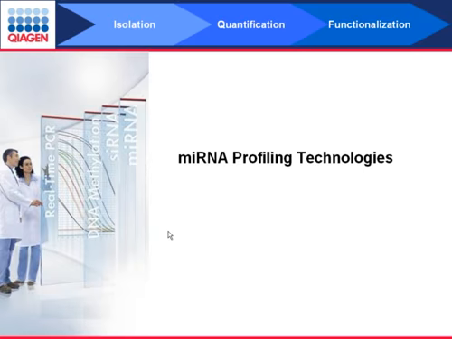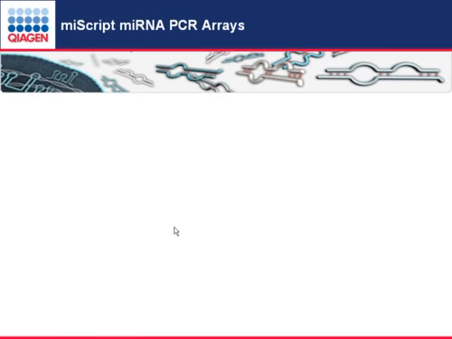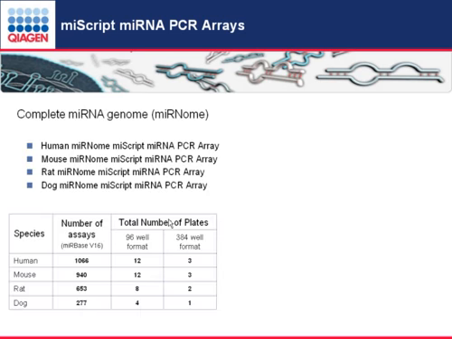I'd now like to turn to microRNA profiling technologies. And I'd like to introduce the microScript microRNA PCR arrays that have just been recently launched by QIAGEN. These arrays offer complete micronome, or genome, coverage. And we currently have cataloged species for human, mouse, rat, and dog.